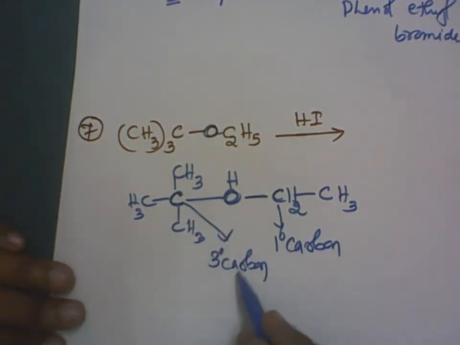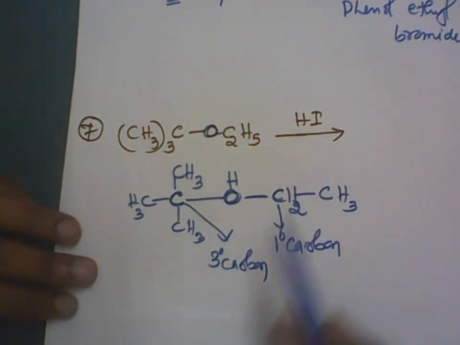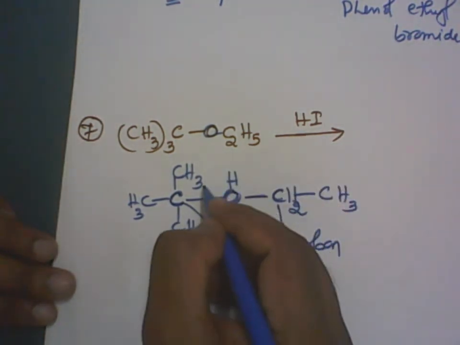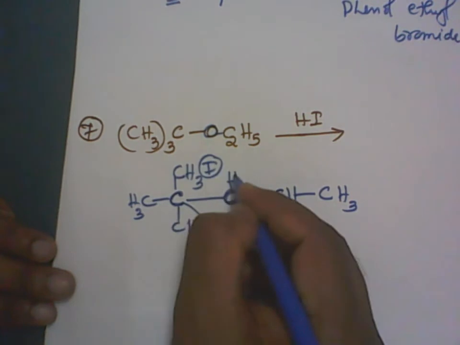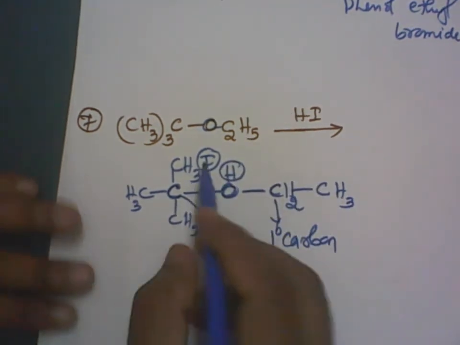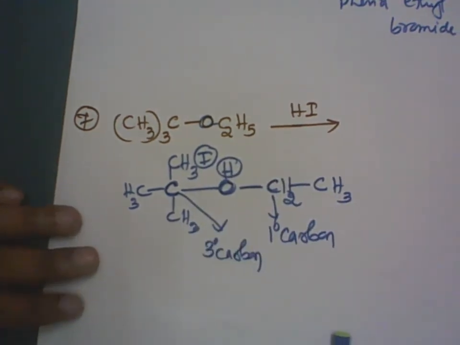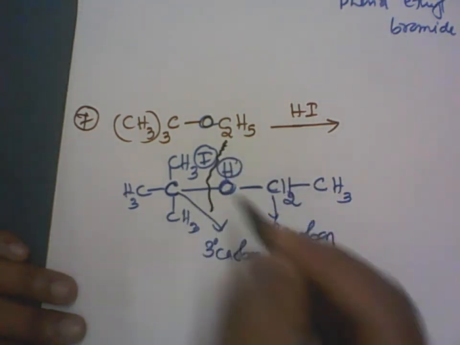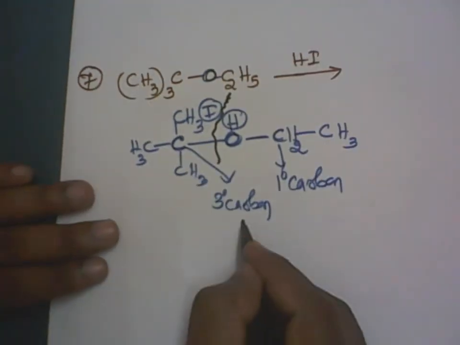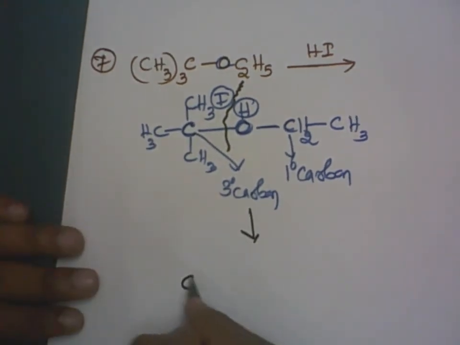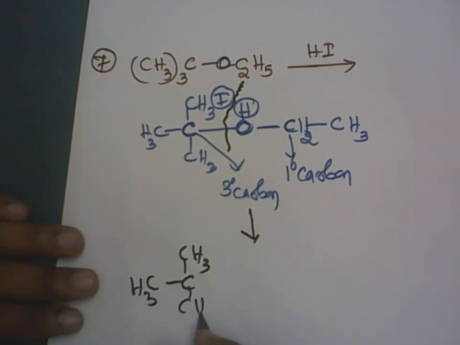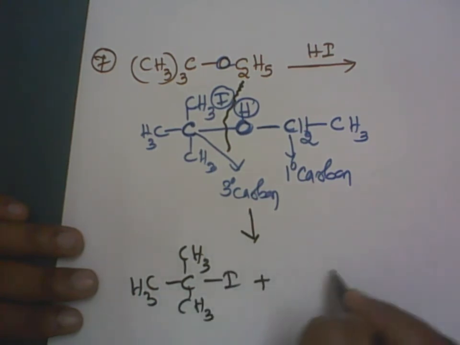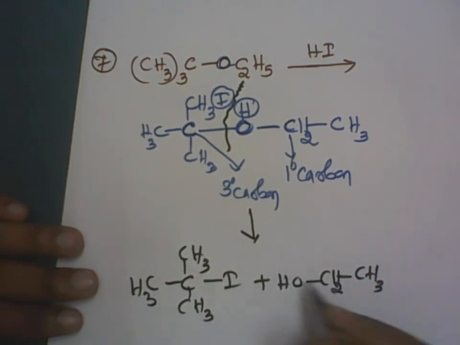Whenever we come across a tertiary carbon atom with the HI reaction or HBr reaction, remember the iodide always goes with the tertiary carbon atom. Therefore, you have to break the bond here. Okay. After breaking the bond, we will now get (CH3)3C attached to the iodide, plus we'll get CH3CH2OH, ethyl alcohol.